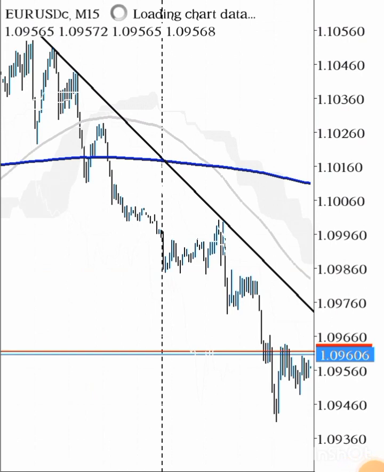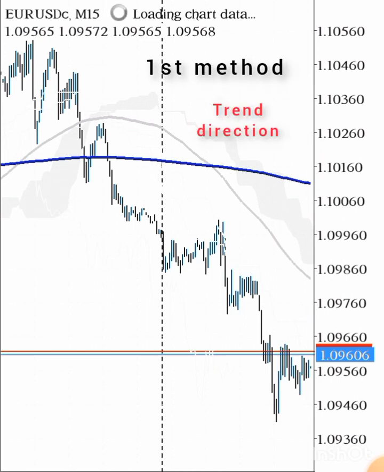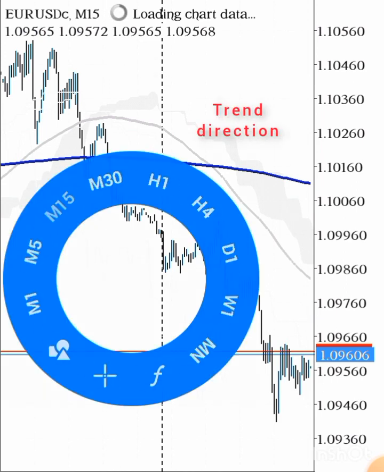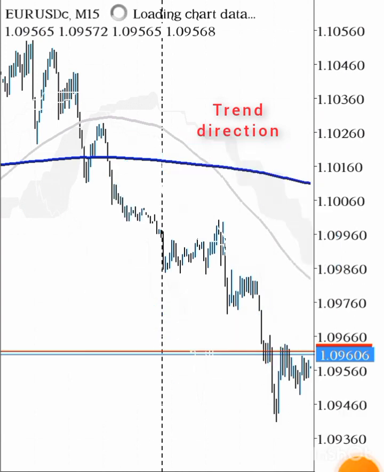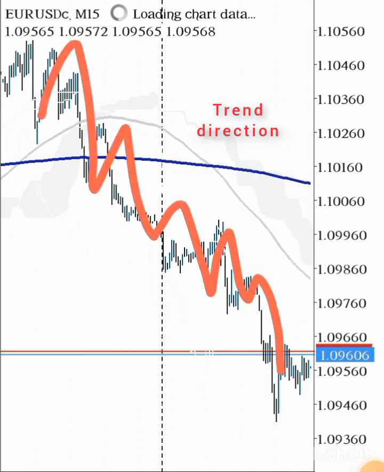Now let's go to our chart. When you look at these candles, what do you see? We see the candles going in this direction. That means the market is in a downtrend.